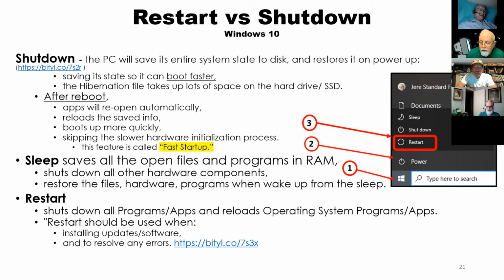Sometimes when you click on the power button, you get restart at the bottom, shut down in the middle, and hibernate at the top. Why did Windows 10 do this? Fast startup.